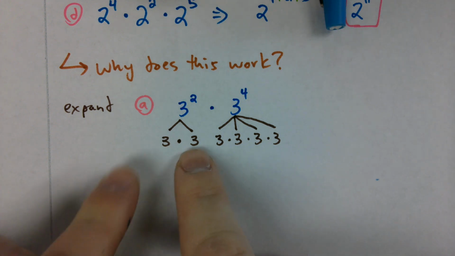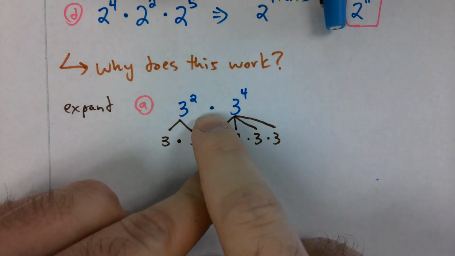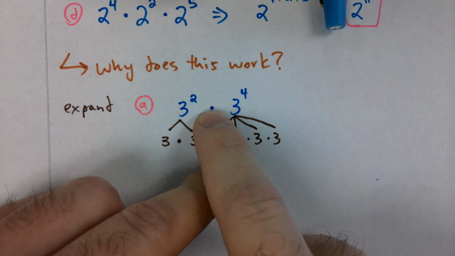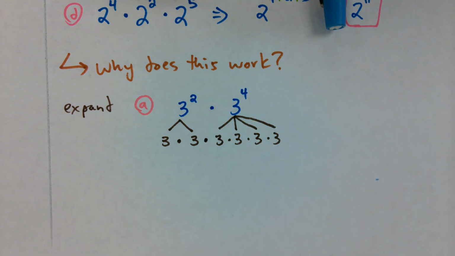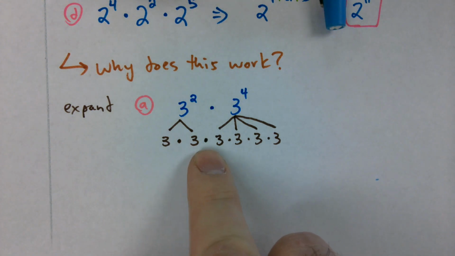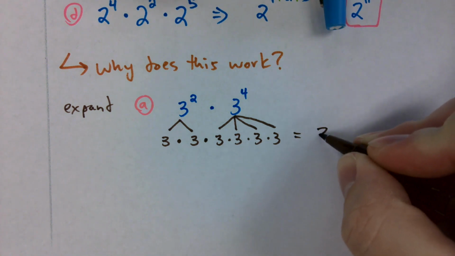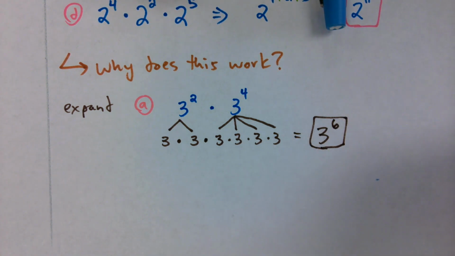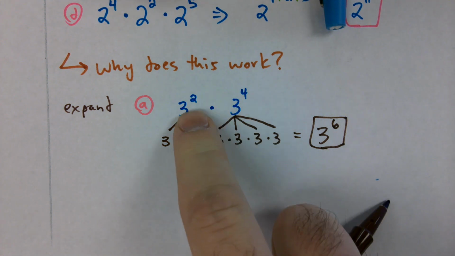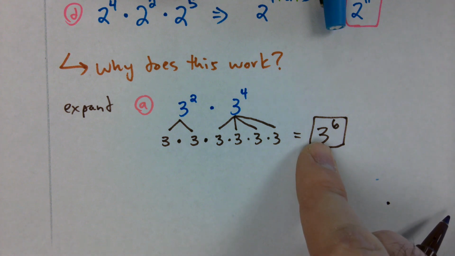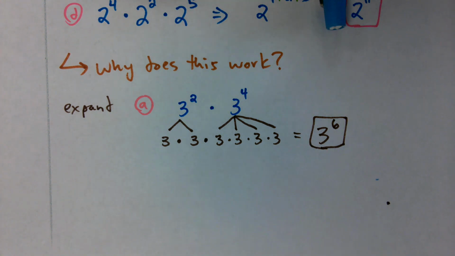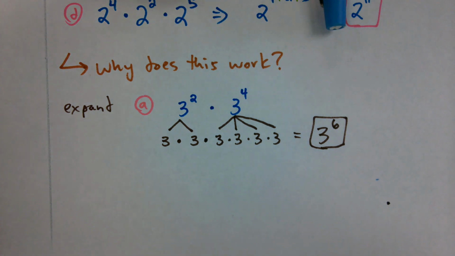What do we have in between this first quantity and this second quantity? This little dot. What is that? Multiplication sign, right? So let's bring that down in between. And now let's see what we have expanded out. 3 times 3 times 3 times 3 times 3 times 3. How many 3's do we have in total? So our answer would be 3 to the 6th power. All we have to do is add the exponents together. Is that making sense? Perfect. So we talked about how to do the shortcut. Now, why the shortcut works.